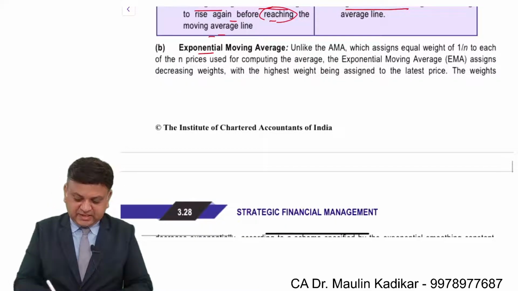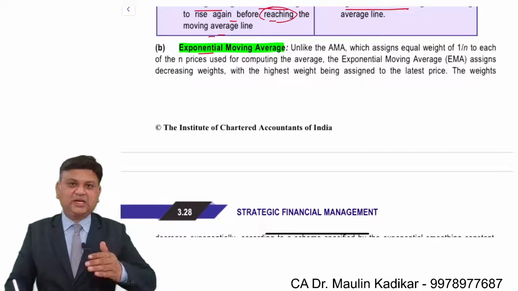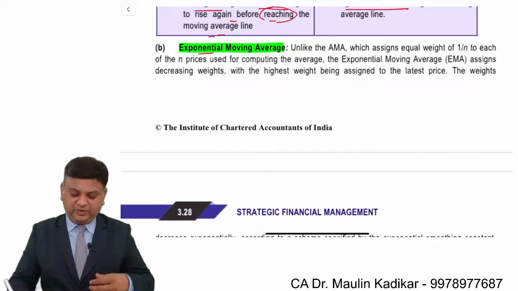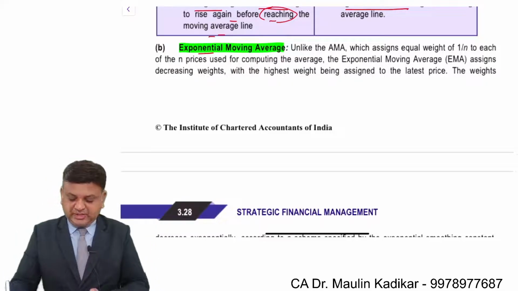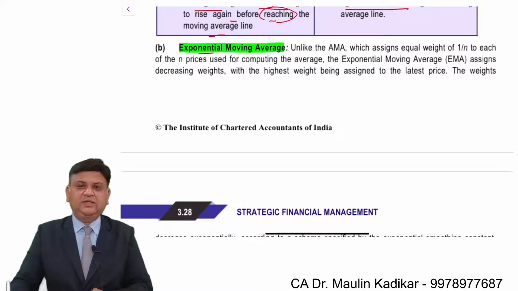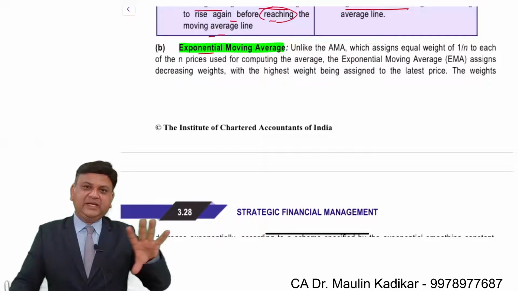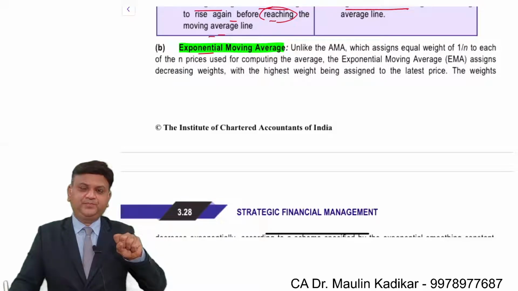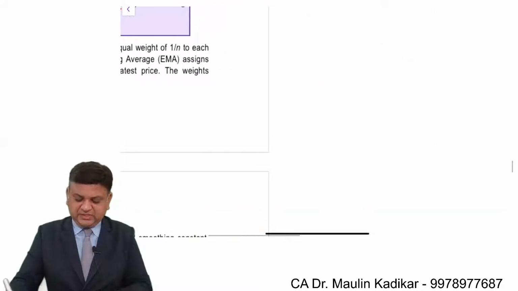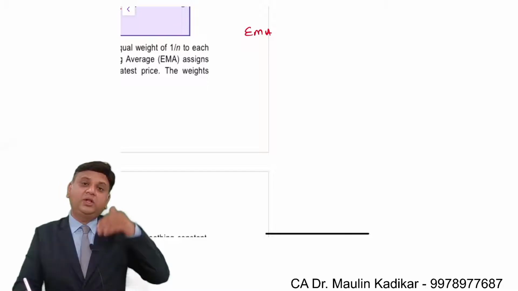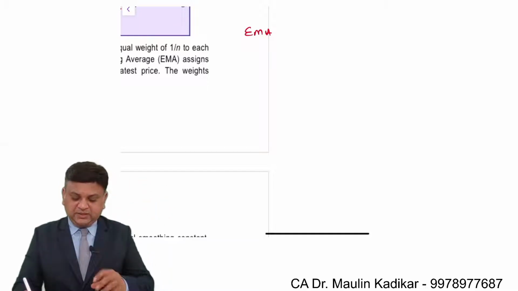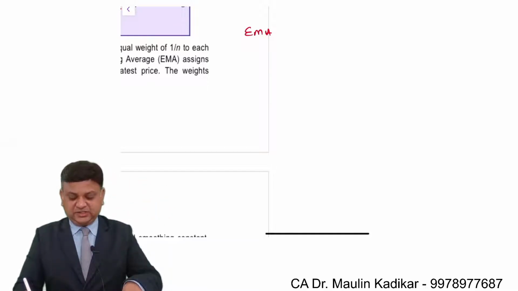The next is the exponential moving average, the advanced version of the moving average. In the simple moving average, all the prices are given equal importance. The exponential moving average says that we should give more importance to the current price change in comparison to all the other prices. This is what the exponential moving average says.